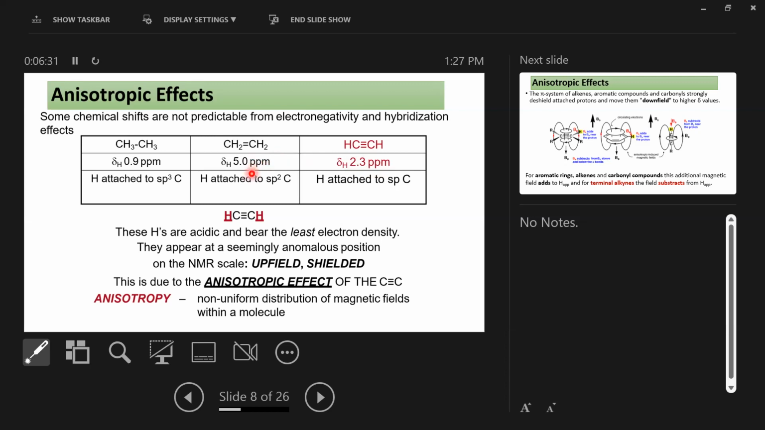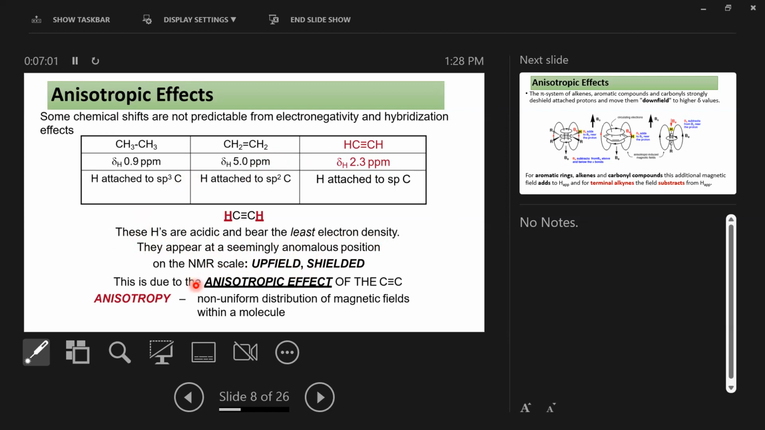Now, how do you explain this? Due to the anisotropic effect, all right? So these hydrogens are acidic and bear the least electron density. We know that from our chemistry from last semester. These are facts. They appear at seemingly anomalous positions on the NMR scale. Upfield, shielded, and this is due to what is called the anisotropic effect of the C triple bond C.